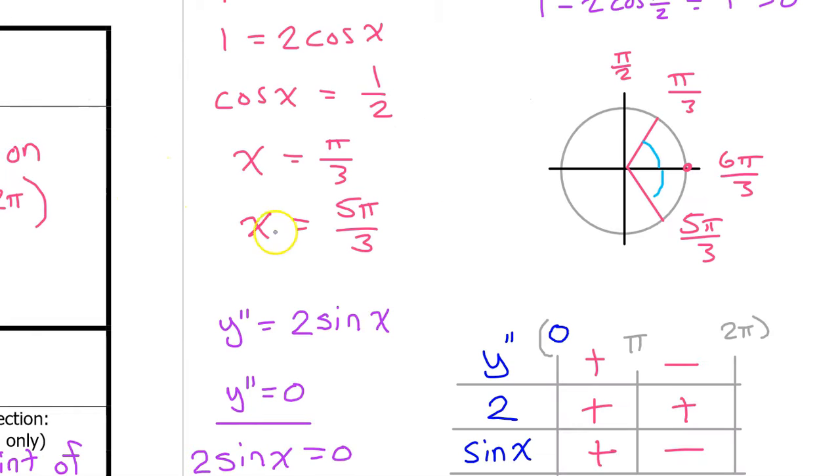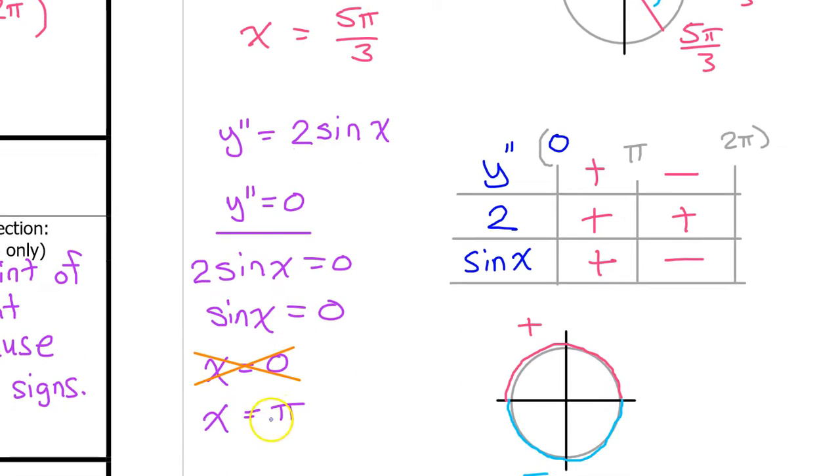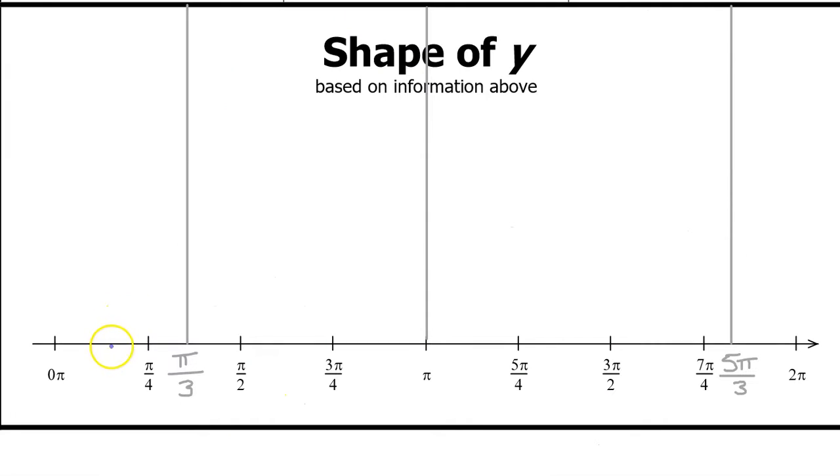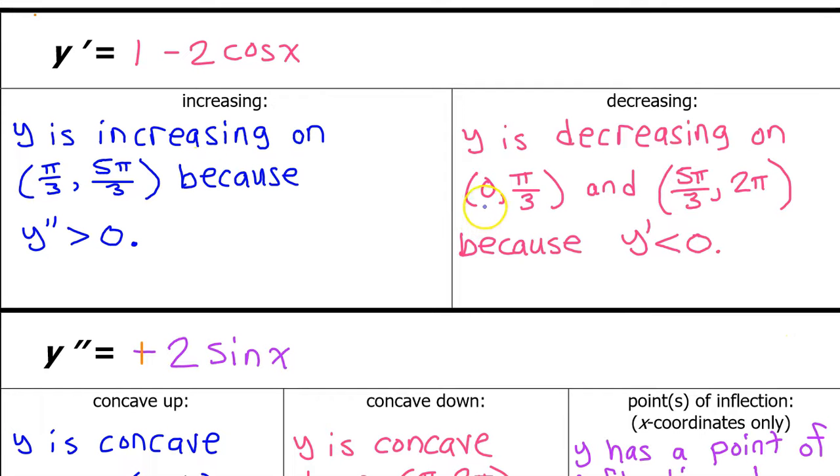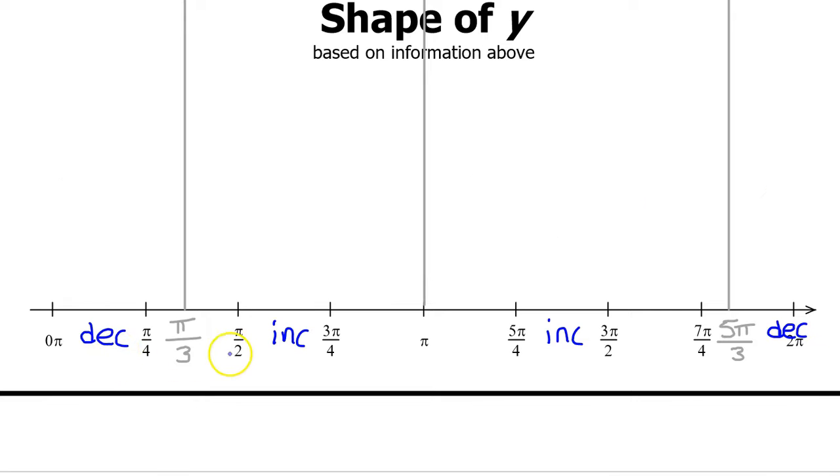Let's use the information above to sketch the graph of y. First, we divide the graph into intervals based on the critical values that we found, pi over 3, 5 pi over 3, and pi. Now let's label y as increasing or decreasing in every interval. Y is decreasing from 0 to pi over 3, then increasing from pi over 3 to 5 pi over 3, and then decreasing again from 5 pi over 3 to 2 pi. Now let's label y as concave up or concave down in every interval.